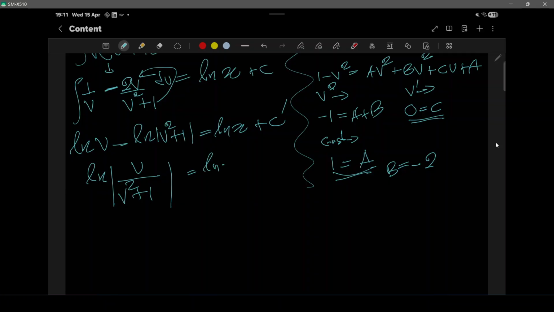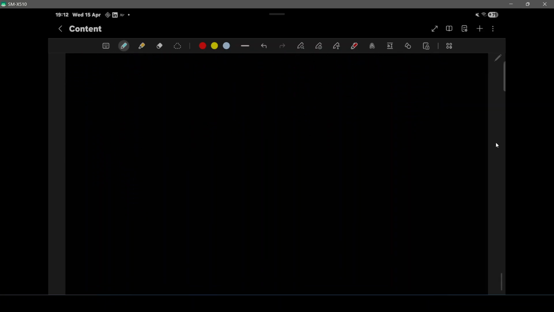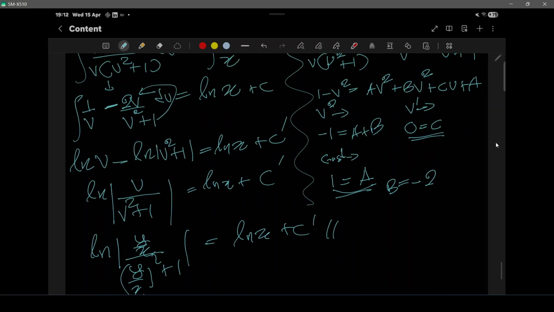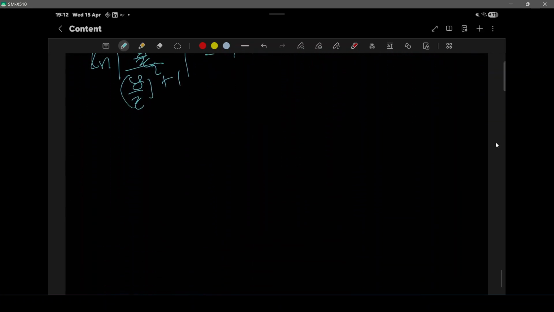equal ln x plus c dash. So now we just have to replace v. v is equal to y over x. So here we have y over x squared plus 1. I'm not going to simplify it further. So this is the solution. If you follow those steps, it is really easy.